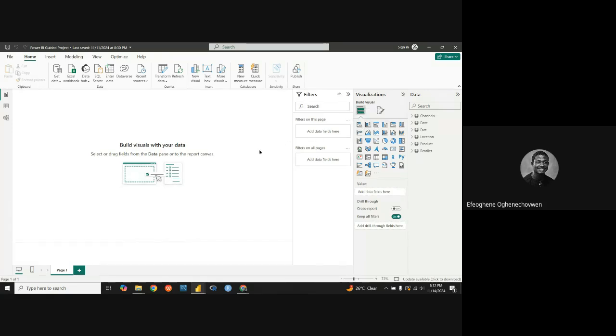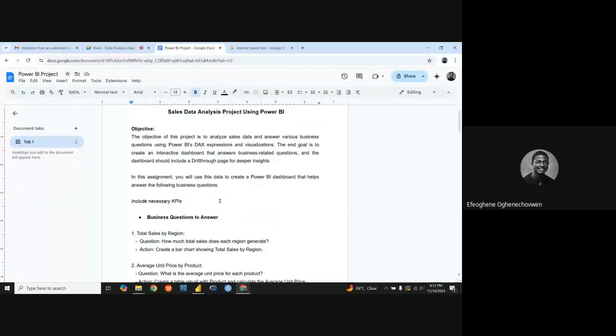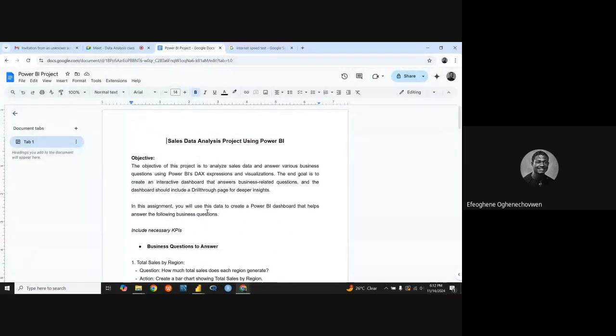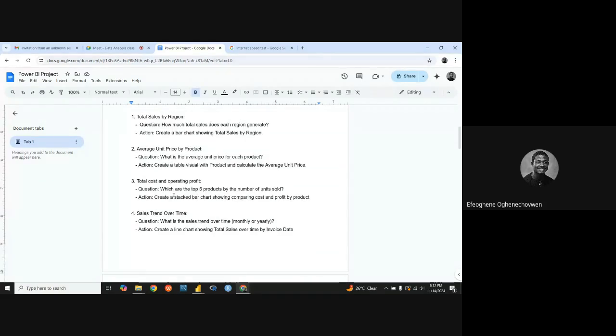Or I think before we even do that, let's look at this. It's just a mini project. It's simple, but I think you will benefit something from this. So we're asked to include necessary KPIs: total sales by region, average unit price, and I'll tell you why all of these are really important as KPIs.